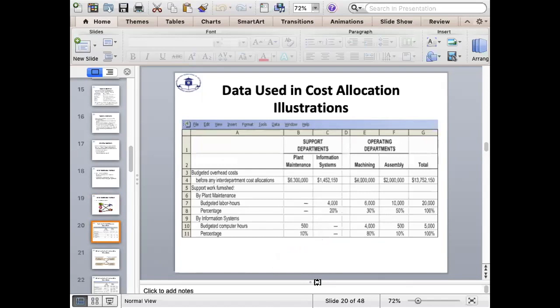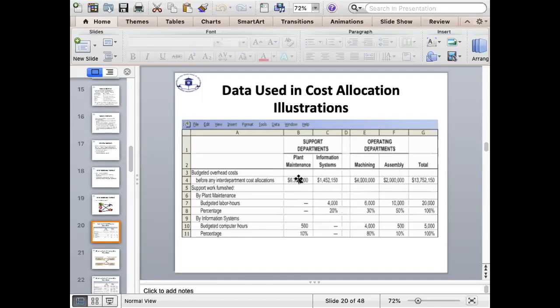I read these questions and then we will see how we allocate service department costs to the operating departments. You can see this is the support department. Support department means service department. And this is the operating department, which means production department. In service departments, we have two departments, plant maintenance and information system.